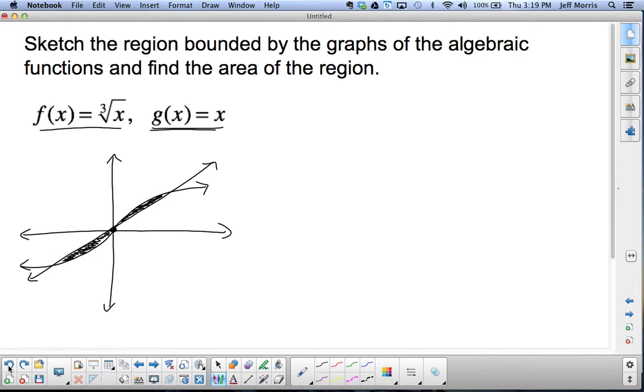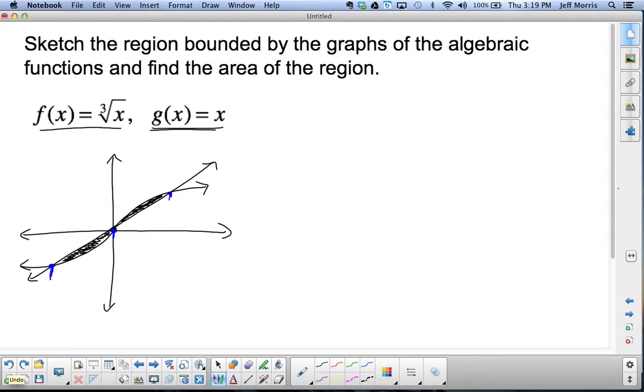So what I have to do at this point, I guess I could have left all that, but I'm just going to get rid of it so you can see it, is I need to figure out what these points of intersection are, and then I can find the area from this point to this point, taking top function minus bottom function, which would be g of x minus f of x. Then I can do the same thing from here to here, top function, which would be the cube root of x, minus the bottom function, which would be the line.